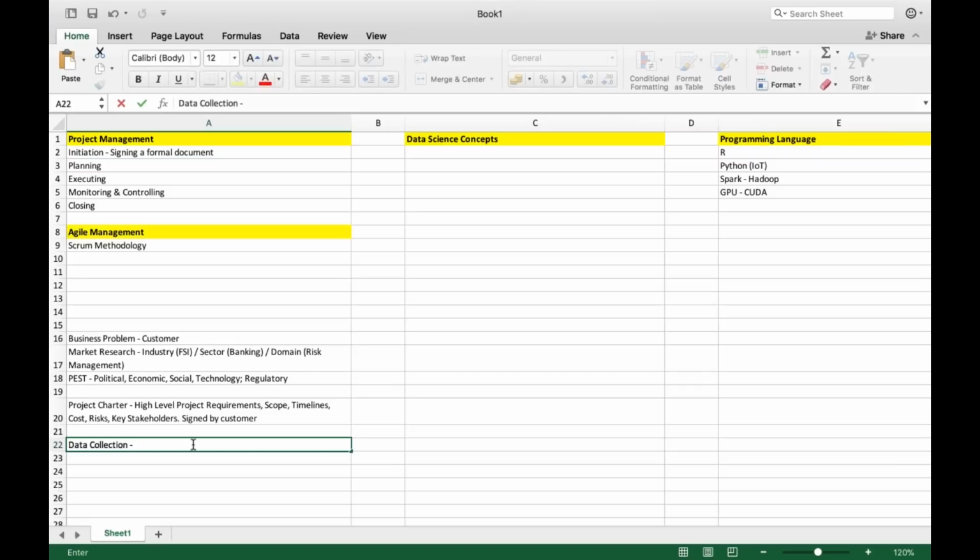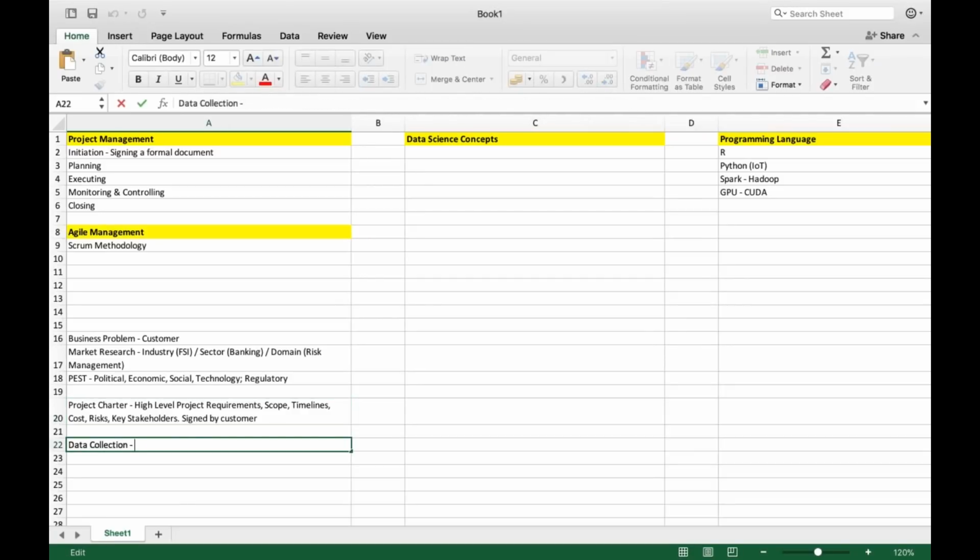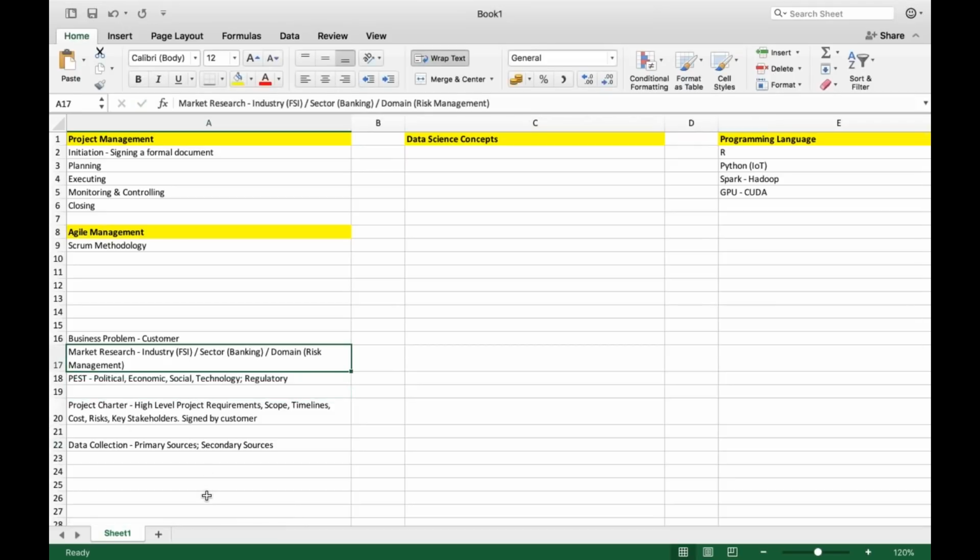Let's continue. So once you have the project charter which is signed, we need to get started with the data collection. When it comes to data collection, you can capture the data from primary sources or from secondary sources. Of course, in research also there is primary research and secondary research. Primary research means the research that you perform based on surveys that you have conducted, based on field experiments that you have conducted.